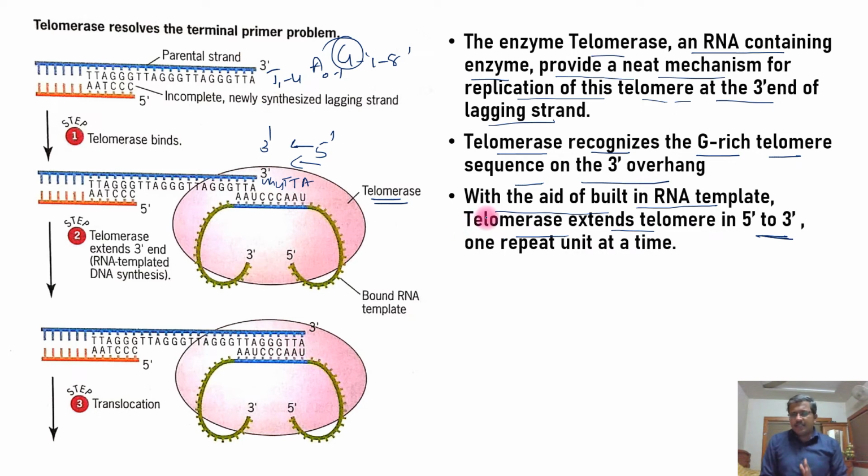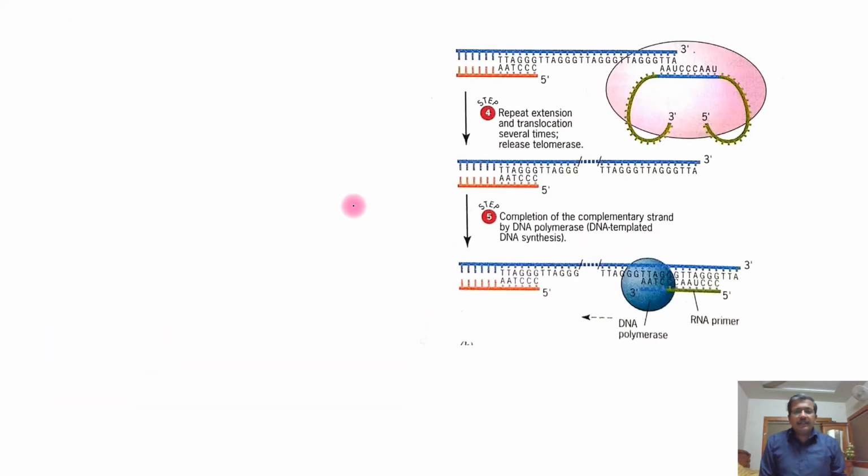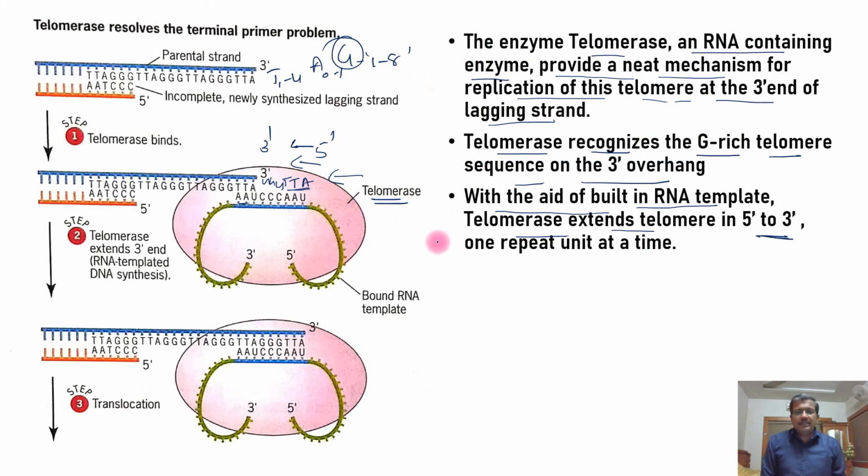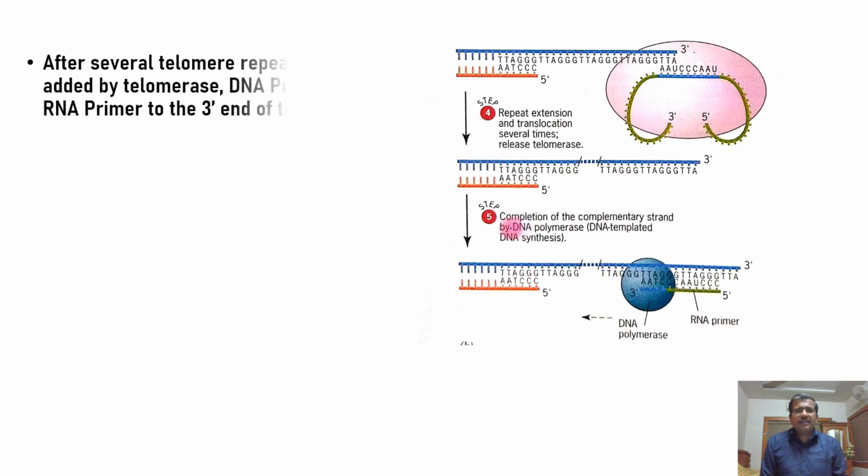So that is the second step: with the aid of the built-in RNA template, telomerase extends the telomere in the 5' to 3' direction, one repeat at a time. You can find it here, TTA, GGG. So in that way, one repeat at a time, it will happen. Now again, what will happen? This AAU will now bind at this TTA, and again this extension will happen. That is the third stage. In the third stage, this will be repeated several times. So you can find it here.